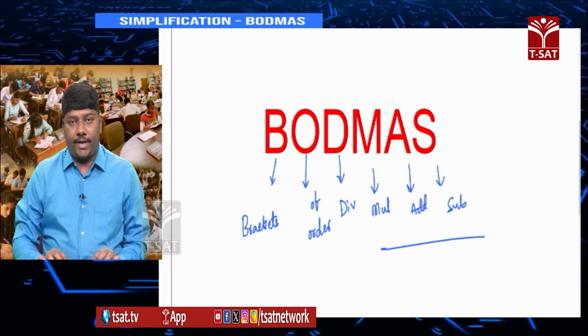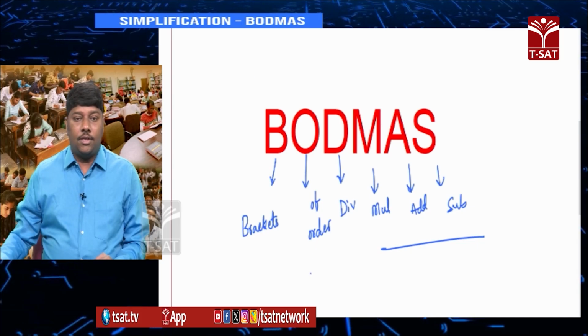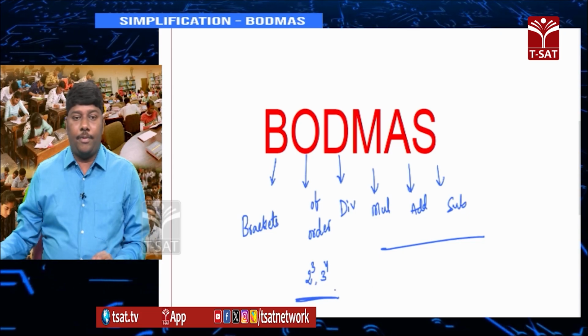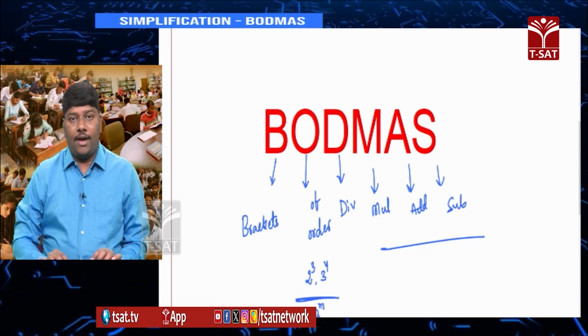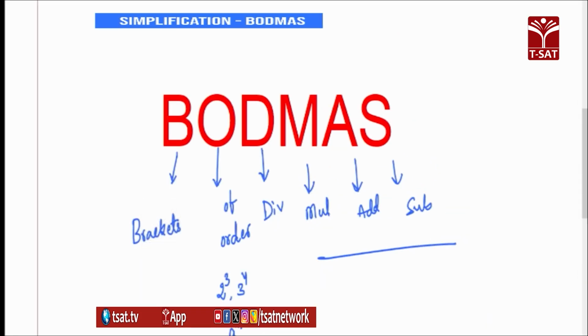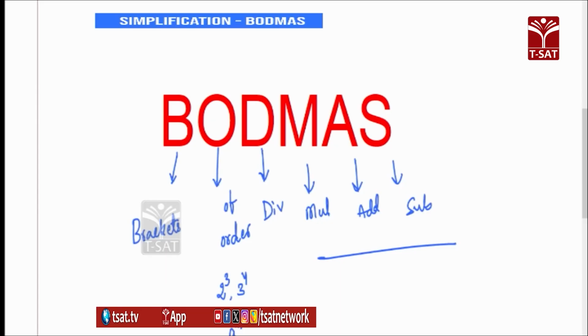First priority goes to brackets, so that is B. Then after that, of or else order. Order means suppose you have 2 to the power of 3 or 3 power 4, something like this. So A to the power of M, these kinds of things are order. Then after that division, then multiplication, then addition and subtraction. Division and multiplication have equal priority, and addition and subtraction also have equal priority. It doesn't matter whether you do division first or multiplication first. But you can just follow this rule BODMAS: brackets, of, division, multiplication, addition and subtraction.